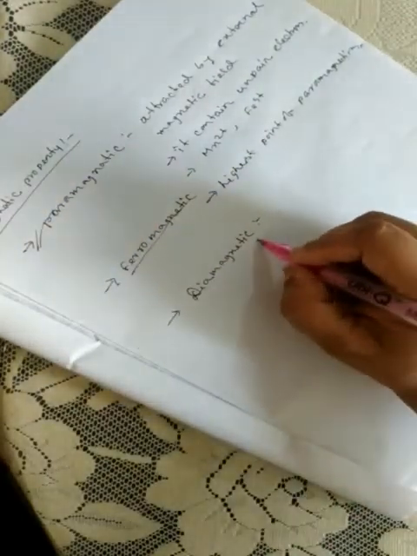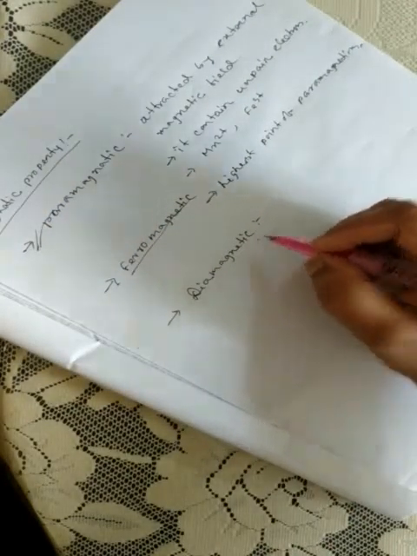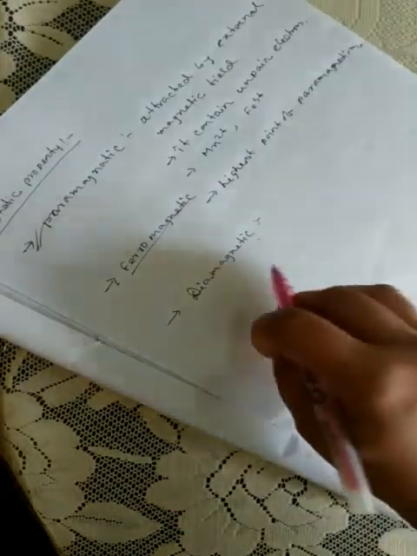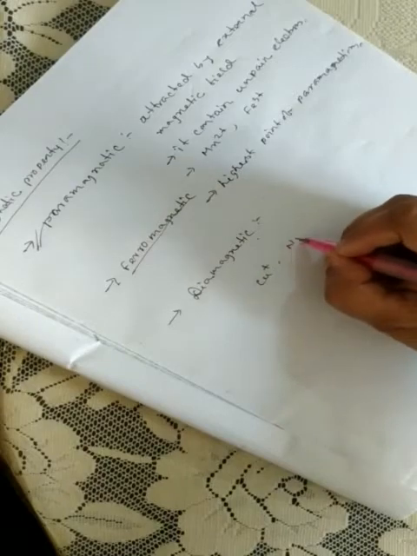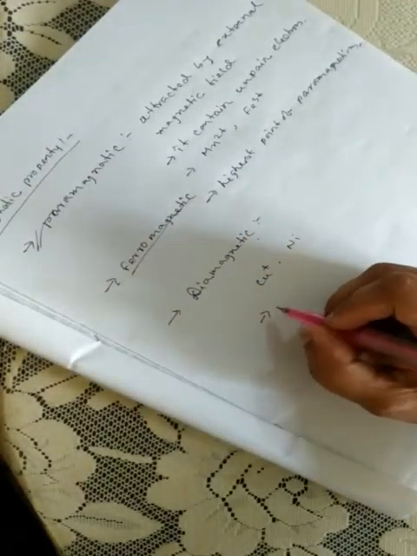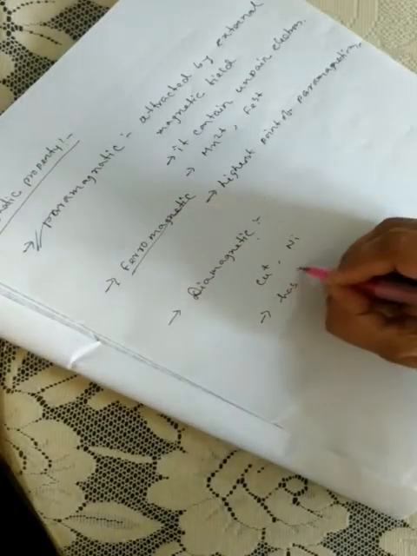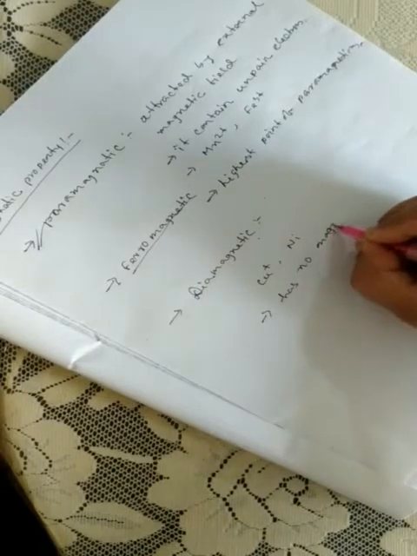Diamagnetic means paired electrons. It has no unpaired electrons, for example copper plus, nickel. It contains only paired electrons, and such a compound has no magnetic property.